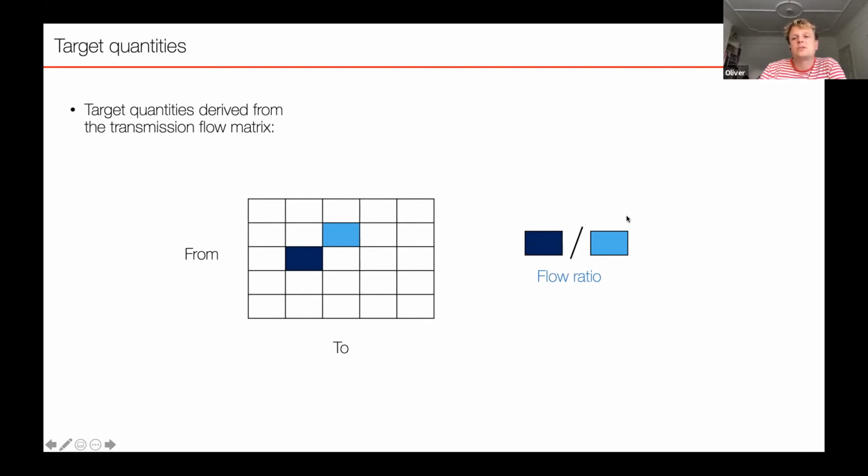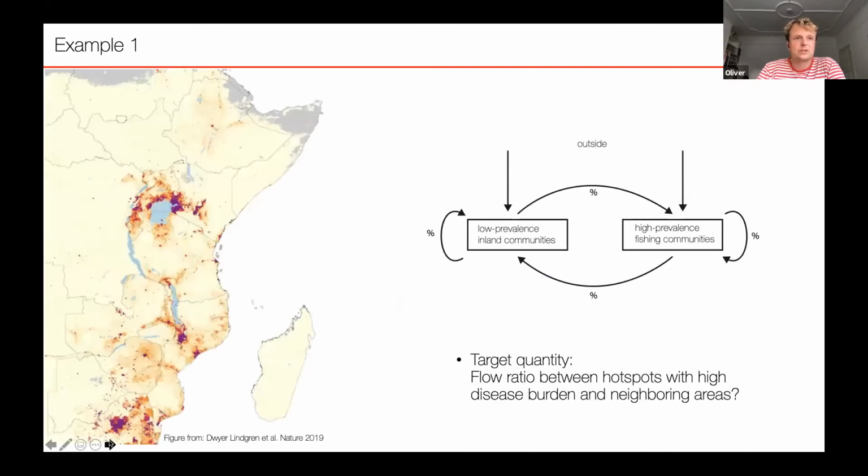So from high prevalence areas to low prevalence areas, and we can take the ratio of that. So this is essentially the flow ratio, and it's another important statistic that we're looking at. So these are kind of like 3 important statistics that we want to derive from this flow matrix.